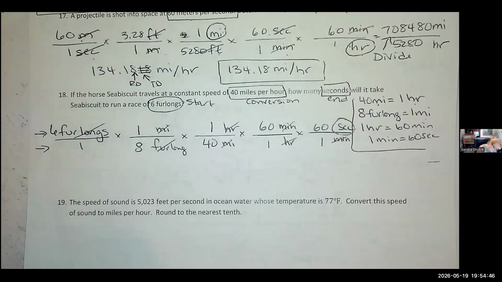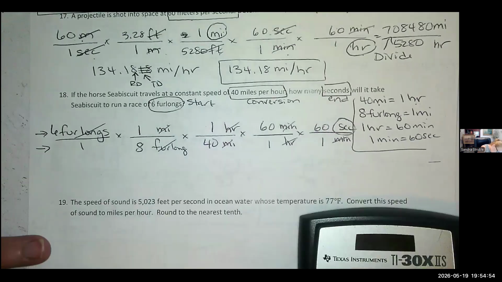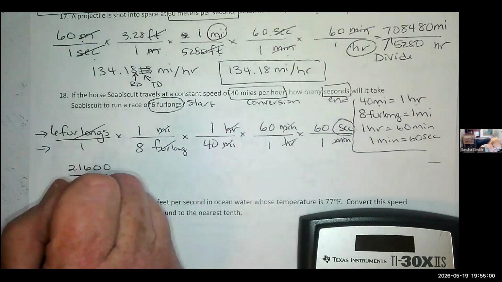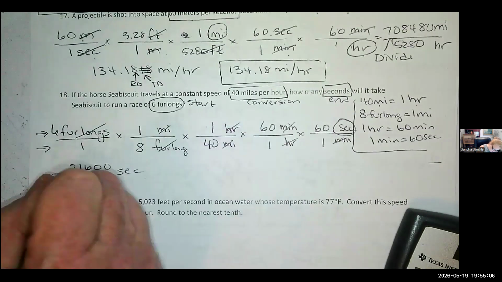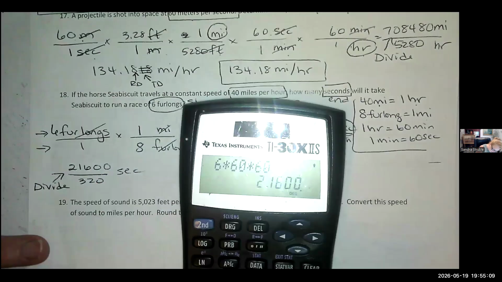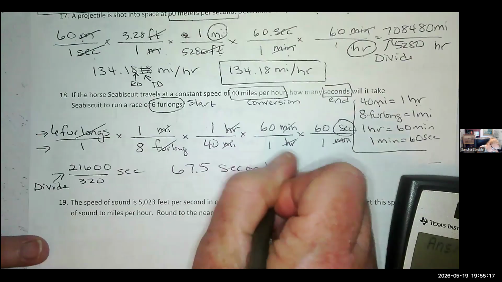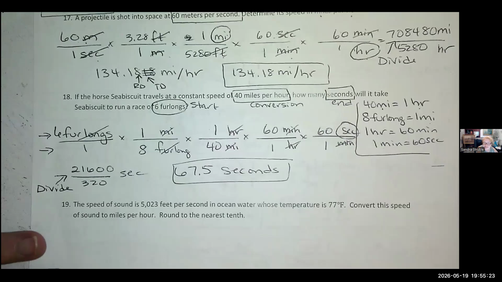Let's do this. 6 times 1 times 1 times 60 times 60 is 21,600 over 8 times 40 is 320. The rest of these are ones, is why I say that. And this is all seconds. You need to divide by 320. Oh, 320 is 67.5 seconds. So the question is, how many seconds will it take Seabiscuit to run a race of 6 furlongs? It will take Seabiscuit 67.5 seconds to run 6 furlongs.